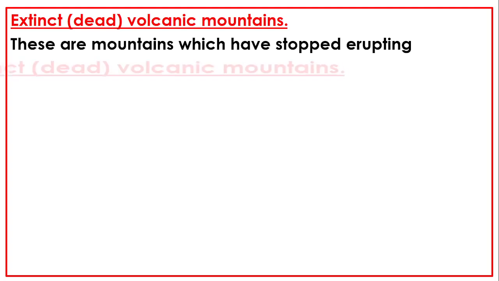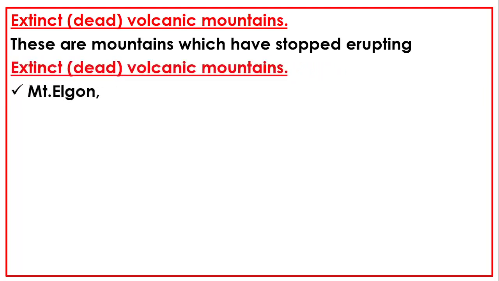We have a very good example, Mountain Elgon. Mountain Elgon in Uganda is a very good example of a dead volcano. It erupted and it stopped. It died. Then we have Mountain Moroto, and after that there is something we have to note here.